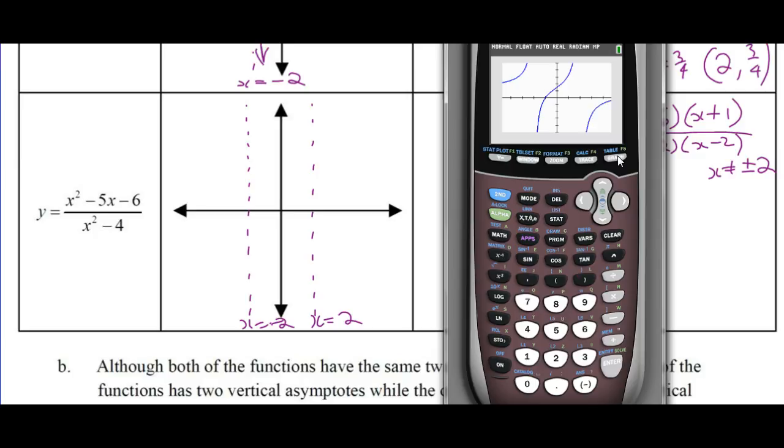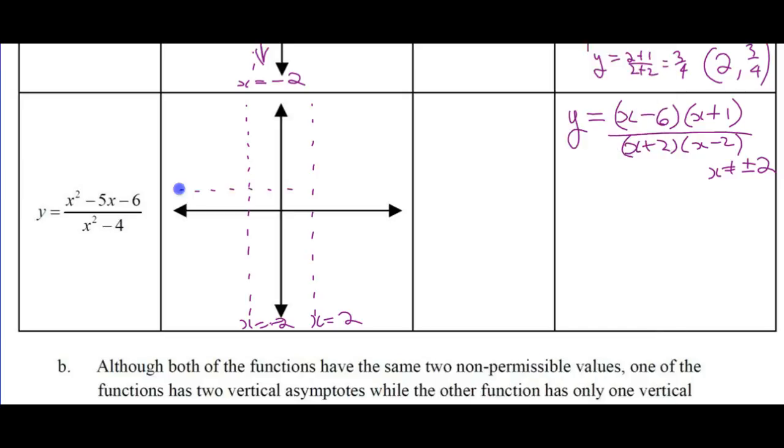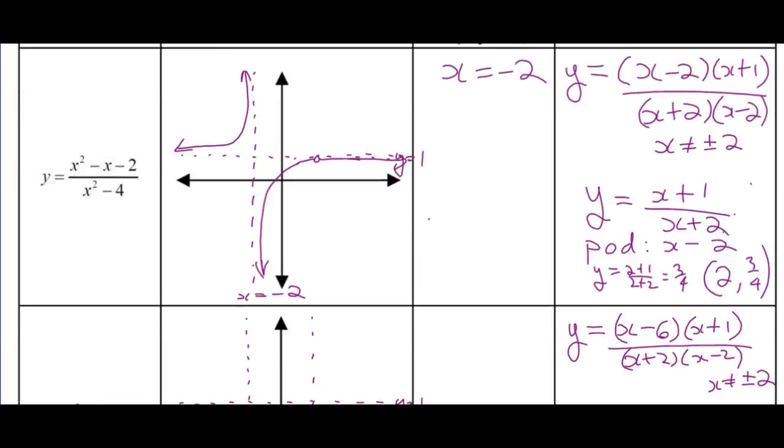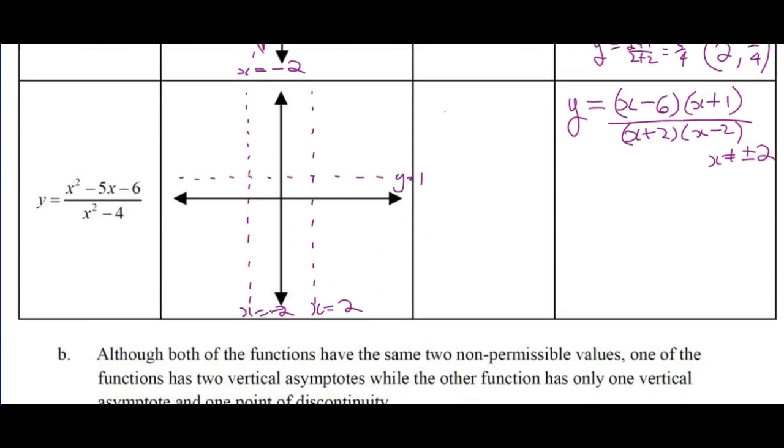Okay, and where's the horizontal asymptote? X squared over x squared? 1. Okay, so there's going to be a horizontal asymptote here at y equals 1. What did this guy ask for? The equation of the asymptote. So x equals 2, x equals negative 2. List them separately. Don't write x equals plus or minus 2 there.